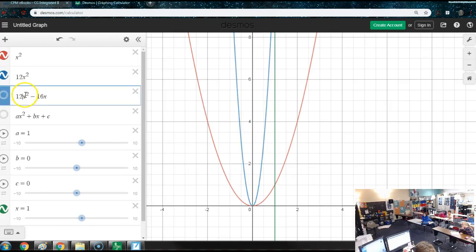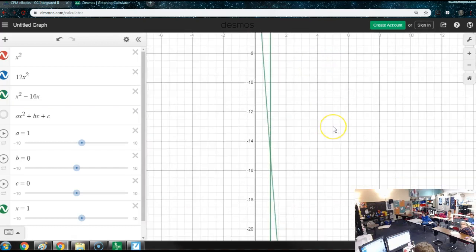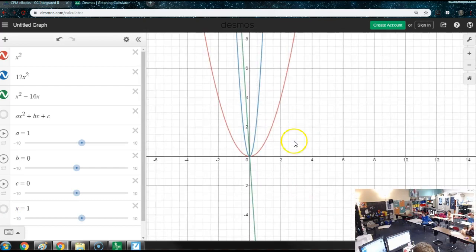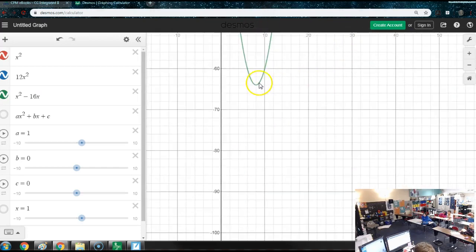And if we just had x squared minus 16x, what just happened? Sorry, the vertical line was still there. X squared minus 16x. Wait, can you just go back up?